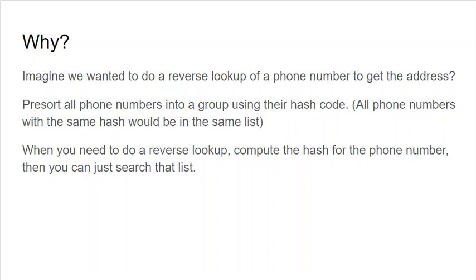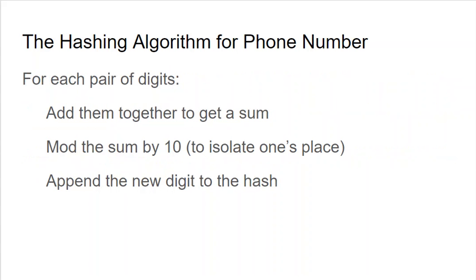So let's look at the particular algorithm that this IBM engineer, Peter Luhn, developed. We can think of our phone number as 10 digits. What we're going to do is look at the digits in pairs. We're going to add up each pair of digits to get a sum, but the sum is going to be truncated. We're only going to look at the ones place. So if our sum ended up being 12, our hash for that pair would be a 2. We're just going to chop off the tens place and keep the ones place.